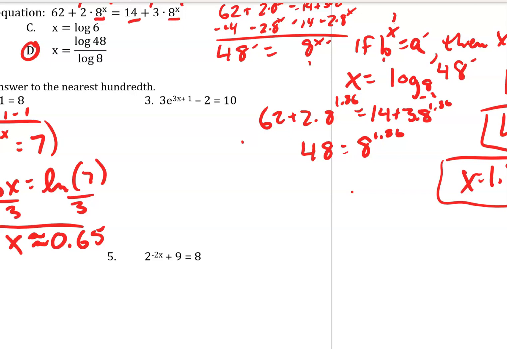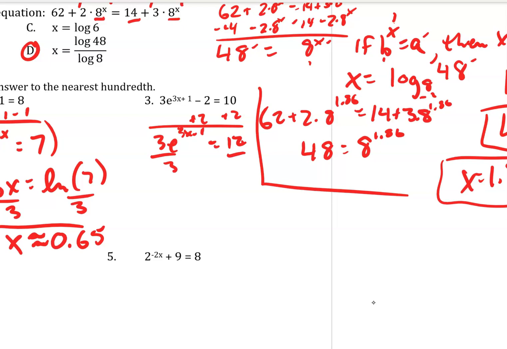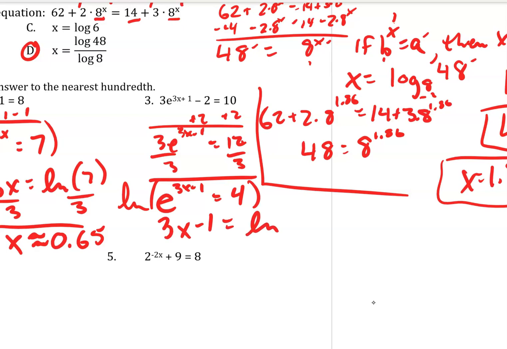Next, 3e to the 3x plus 1 minus 2 equals 10. We're going to isolate our log, add 2 to both sides. 3 times e to the 3x minus 1 equals 12. Divide both sides by 3. e to the 3x minus 1 equals 4. Take the ln of each side. 3x minus 1 equals the ln of 4. We're going to add 1 to each side, and we're going to divide by 3.